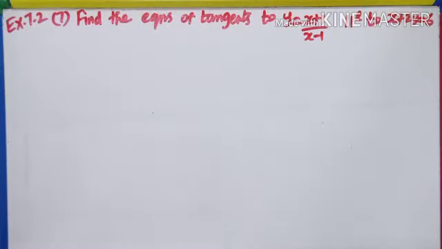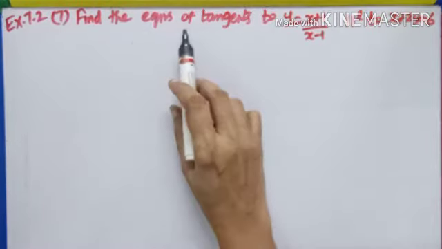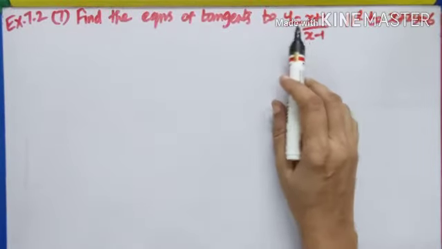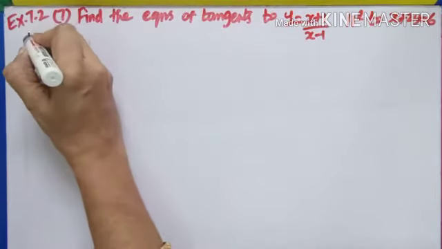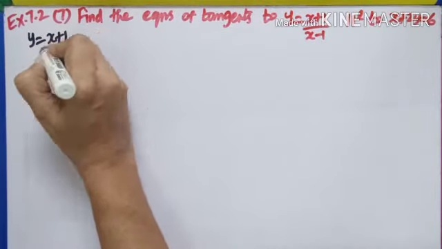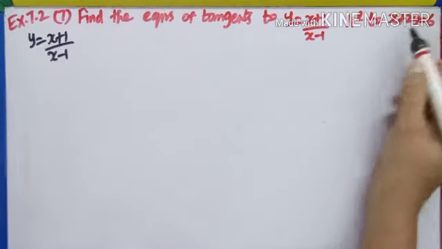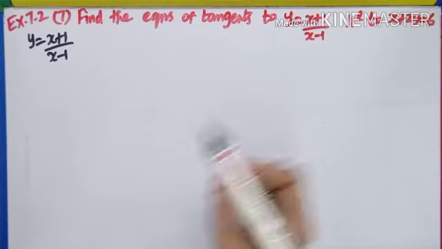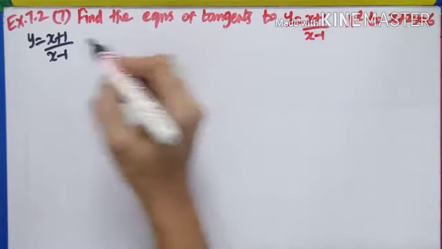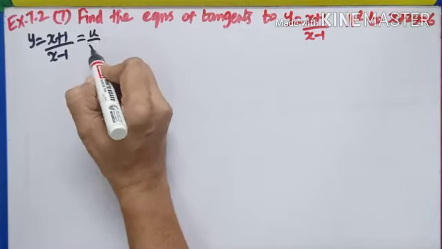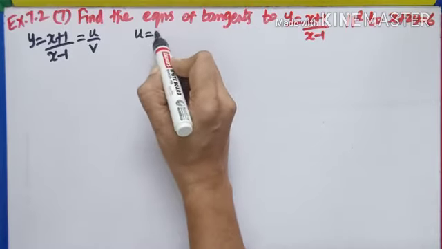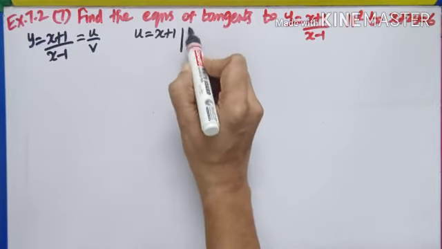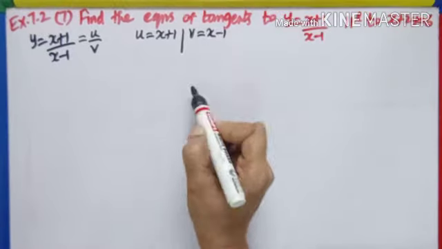Exercise 7.2, question number 7. Find the equations of tangents to y equals x plus 1 by x minus 1 parallel to this line. So we proceed in the same way. The only thing is the derivative of this. This is of the pattern u by v. We take u as the numerator and v as the denominator.